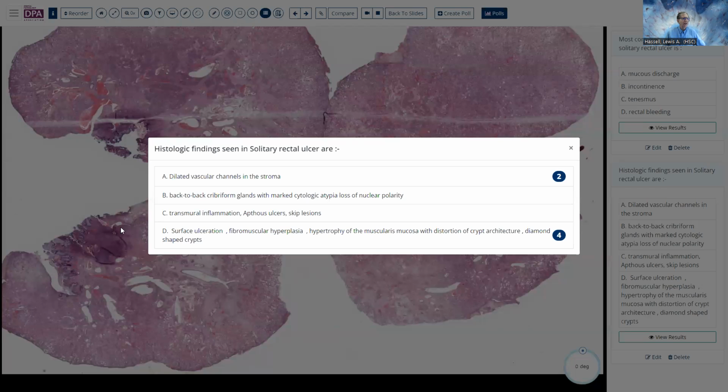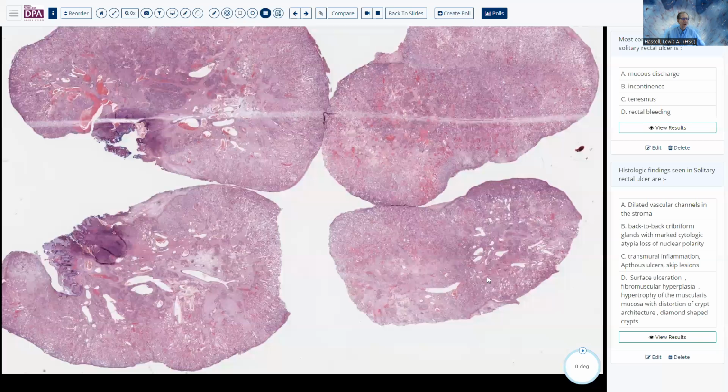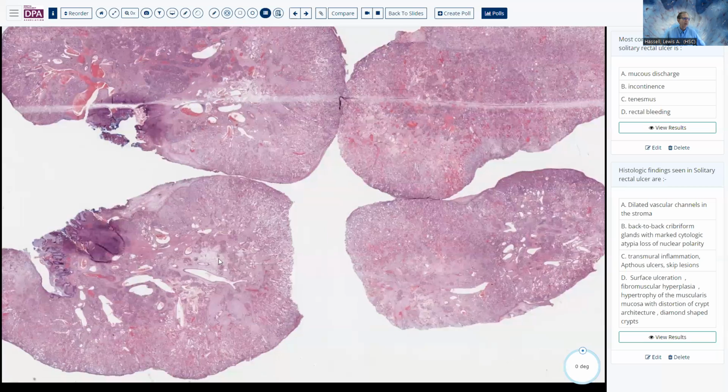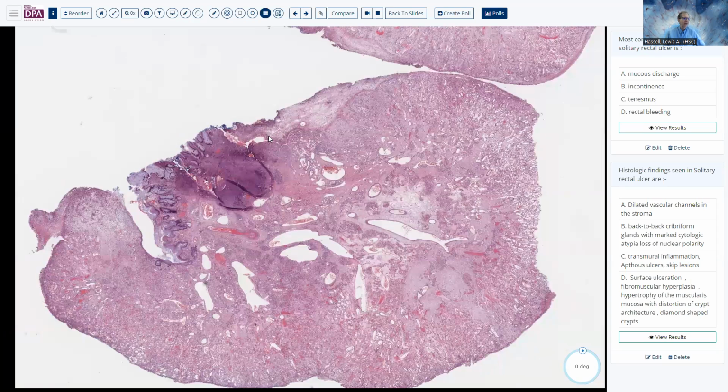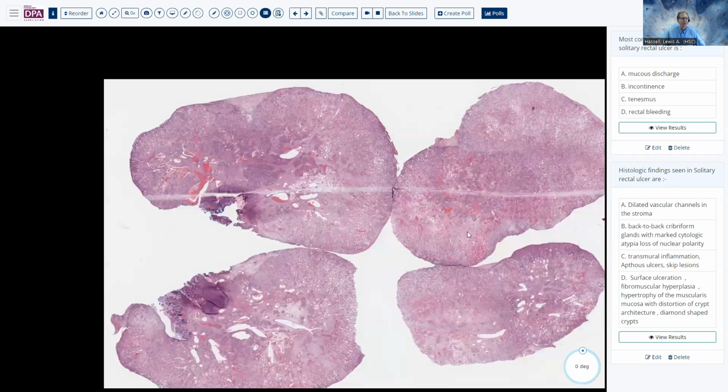Histologic findings that we tend to see: surface ulceration, and some degree of fibromuscular hyperplasia may be present. We don't see a lot of that here. Inflammatory polyp type changes can be seen, and distortion of the crypt architecture, diamond-shaped crypts. These are the features that you're going to look for. But typically I don't look for diamond-shaped crypts, although I guess you've got a little bit of them here. I look for the ulceration and the hyperplastic changes, along with inflammatory changes in granulation tissue in the syndrome.